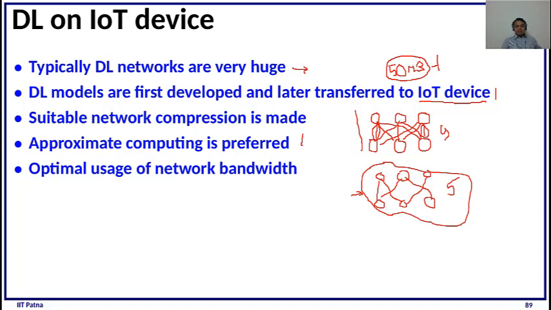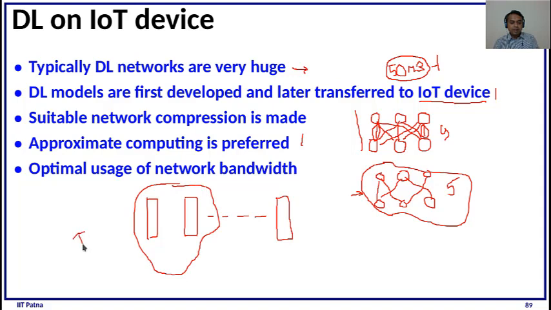Another important thing: when I have a very big network, let's say I have 10 such layers in my neural network, then I have a huge number of parameters to store, and I may not be able to fit all those parameters on my IoT device. So what we can do is put some of the layers on the IoT device, and the rest of the part we keep on the cloud. So this part will be kept on the cloud. Some computation will be done on the IoT device, and then some information extracted out of that will be communicated to the cloud.